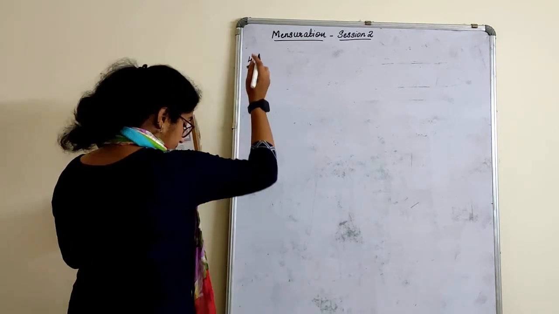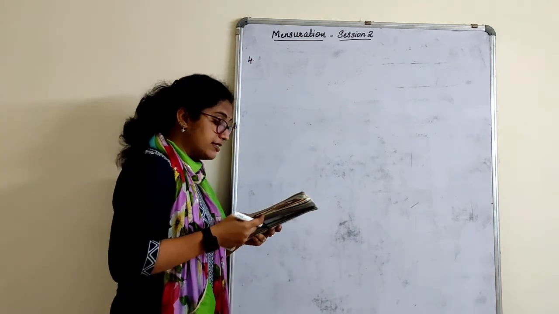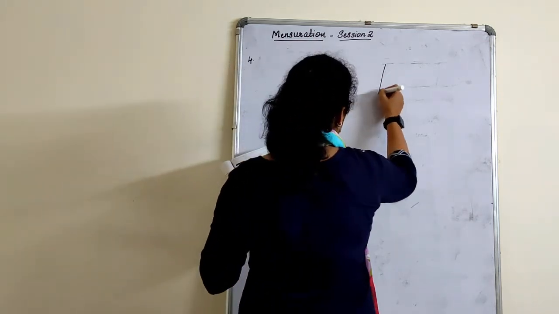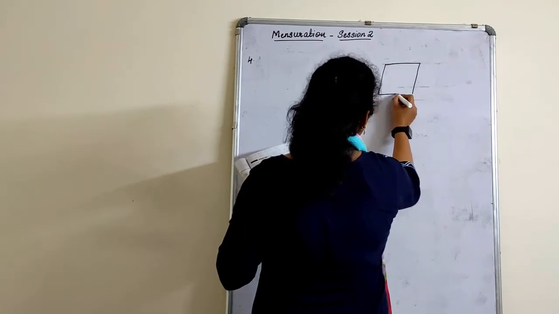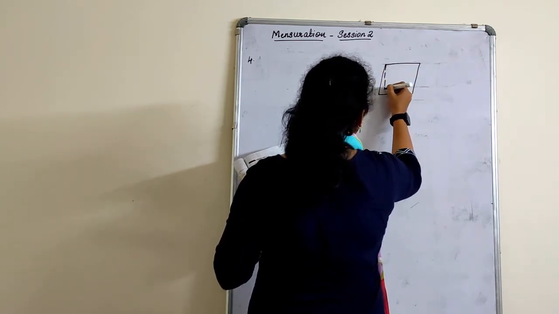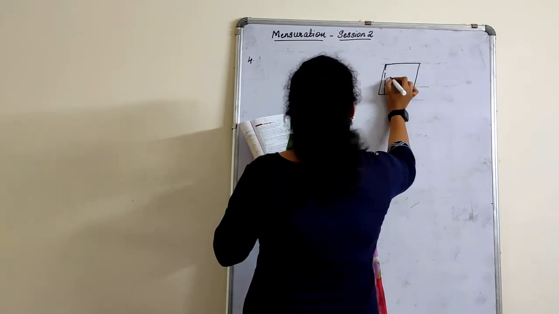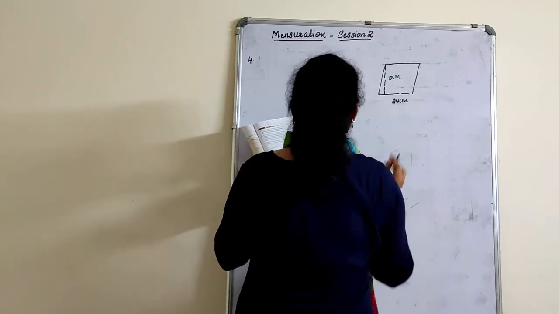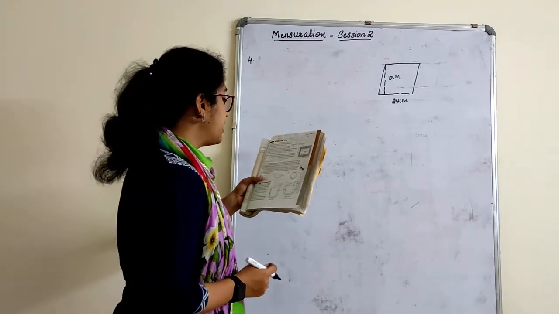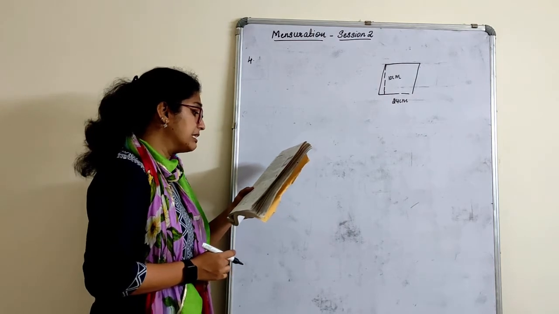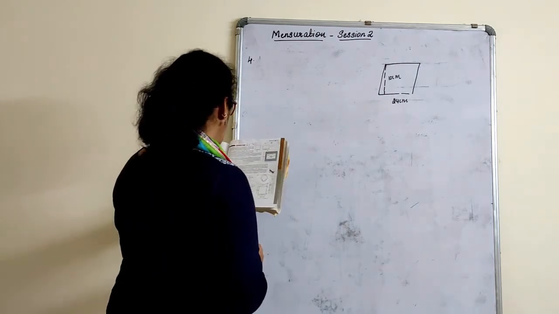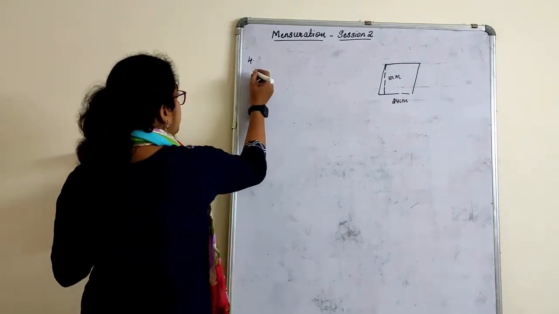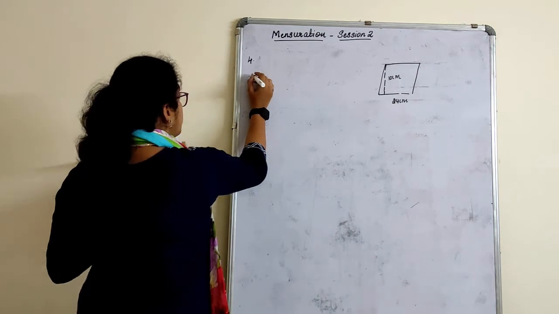Fourth one. A flooring tile has a shape of a parallelogram whose base is 24 centimeter and corresponding height is, see, they have given a base and a corresponding height is mentioned. So corresponding height is 10 centimeter whose base is 24 centimeter. How many such tiles are required to cover the floor of area 1080 meters square? If you require, you can split the tiles in whatever way you want to fill up the corners. First of all, we will write here as flooring tile.